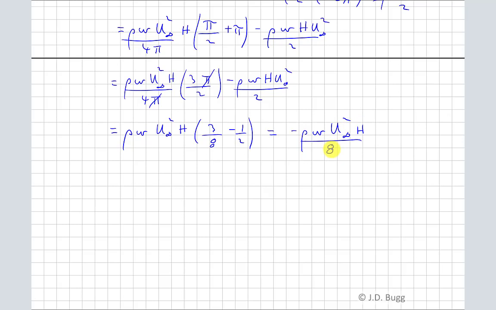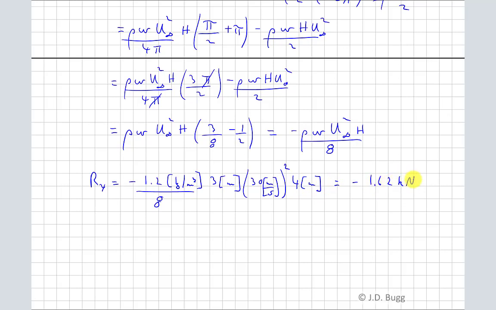So now we're ready to substitute numbers into that. So that's our density. W is 3 meters. U infinity is 30 meters per second. Got to remember to square that. And then the h is 4 meters. So that works out to negative 1.62 kilonewtons.